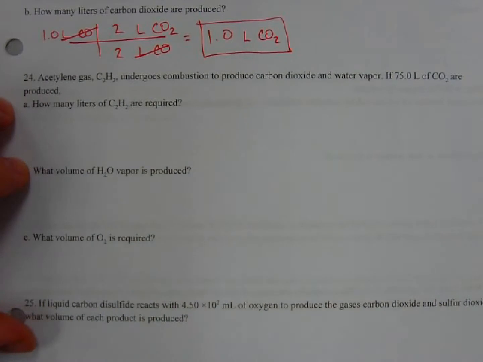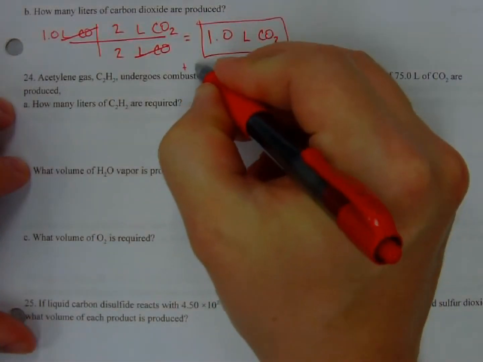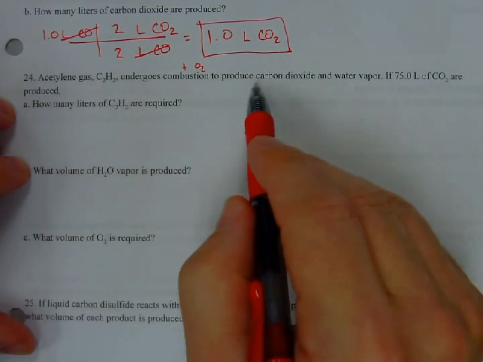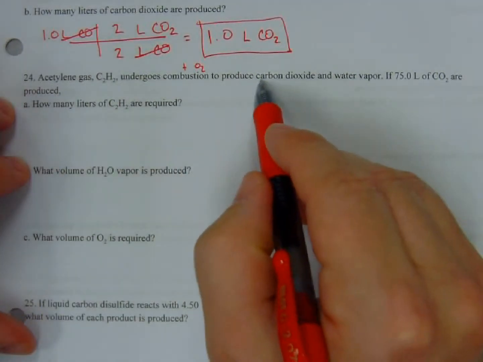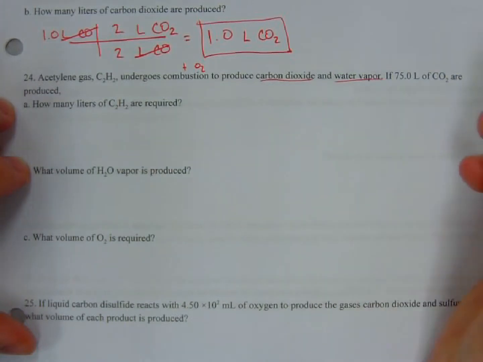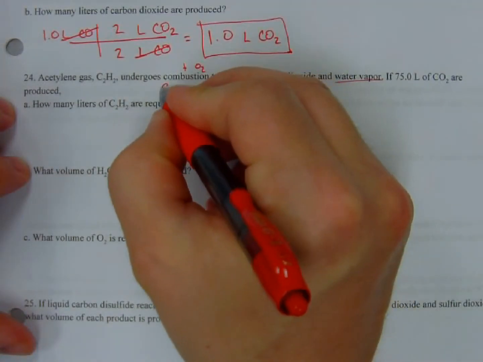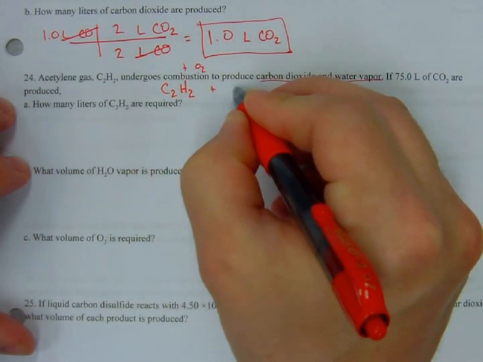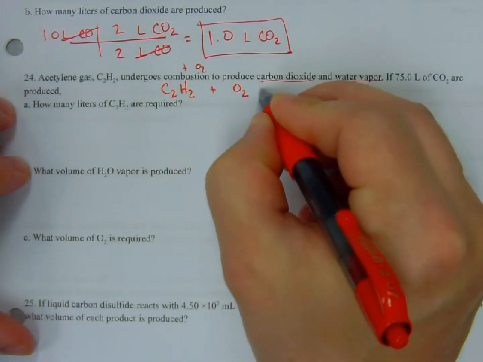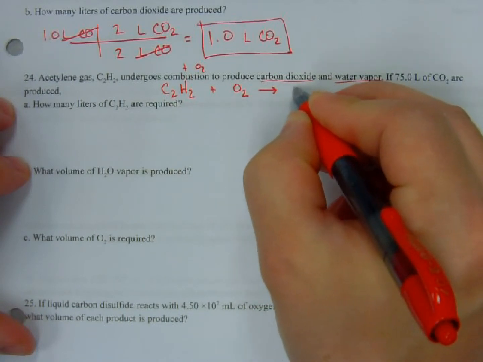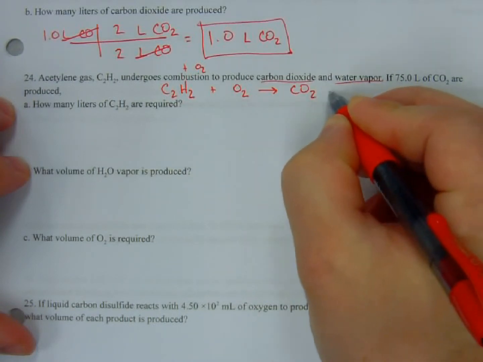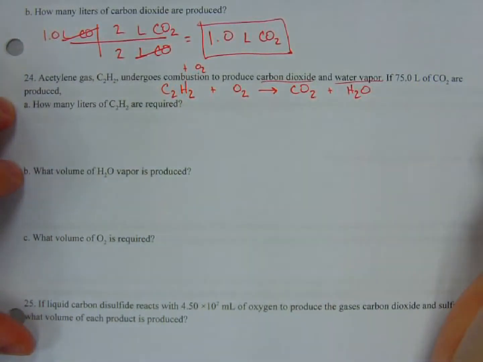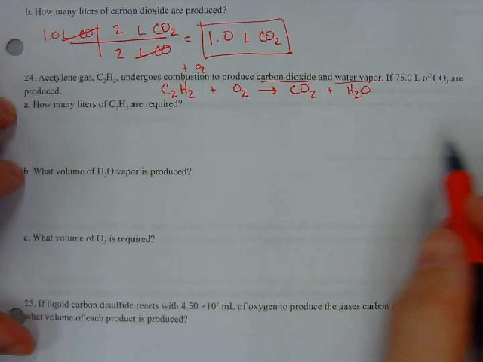So let's do that. Now, combustion means with O2, and we already know that this is a hydrocarbon, so the products will be carbon dioxide and water vapor, but we were told anyway, so that's nice. So C2H2 plus O2 reacts to form carbon dioxide and water. All right. So let's balance this up.